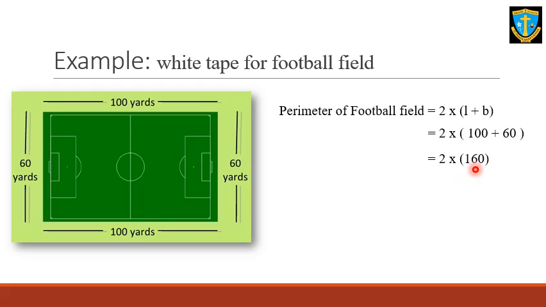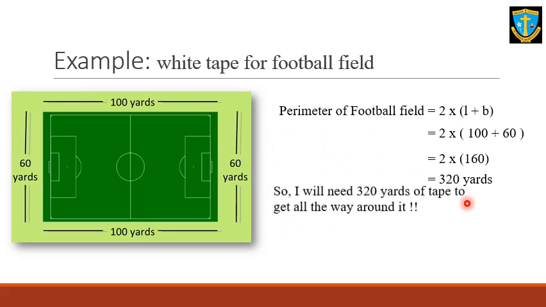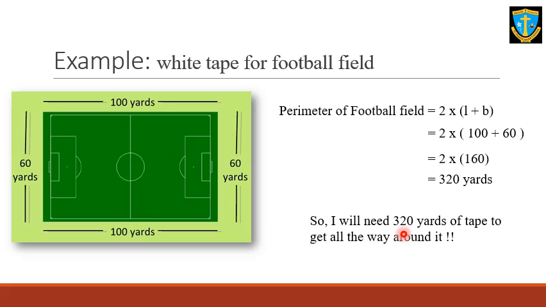160. Now, only two numbers are remaining. You multiply it. Okay, now you know how to multiply easily. Just 16 multiplied by 2 you can do and bring the 0 down. So 16 twos is 32 and bring down the 0, 320 yards. Very important is to put down the unit which is given to you. So I will need 320 yards of tape to get all the way around it. Oh yes, now I can give it to the coach.